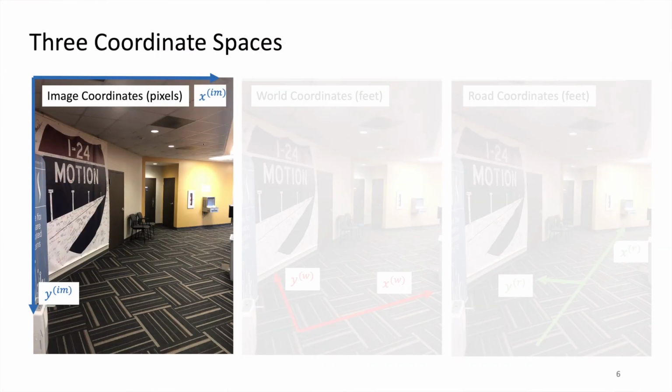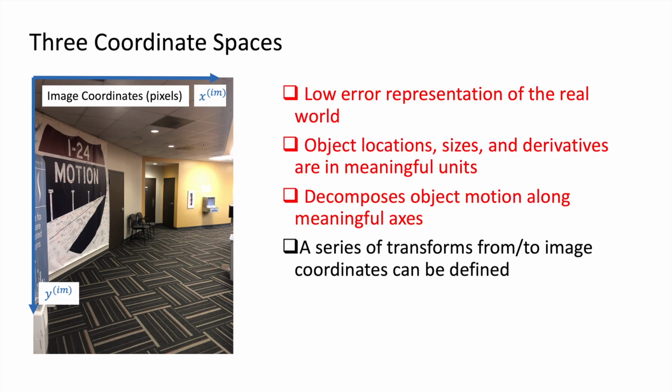The first, as we talked about, is image coordinates, which are in pixels and are aligned with the Cartesian grid of pixels in an image. That grid is not really very useful because it doesn't come in meaningful units, it doesn't decompose object motion along a meaningful axis, and it doesn't give us a meaningful representation of the real world that allows us to do the traffic science that we care about. But it is the form that our measurements come in, so we don't have to do any transform to achieve it.